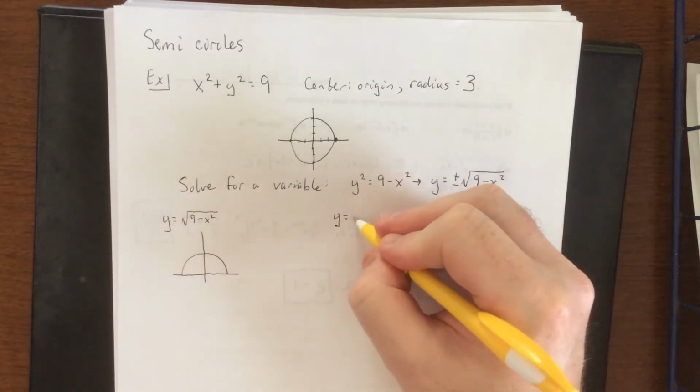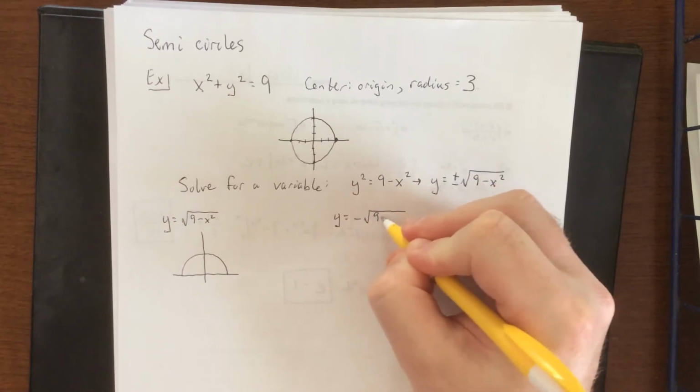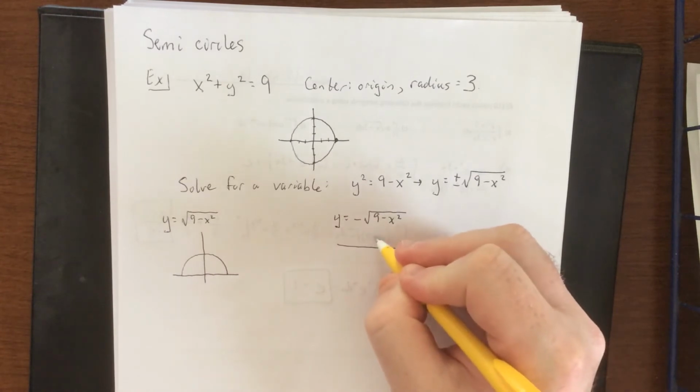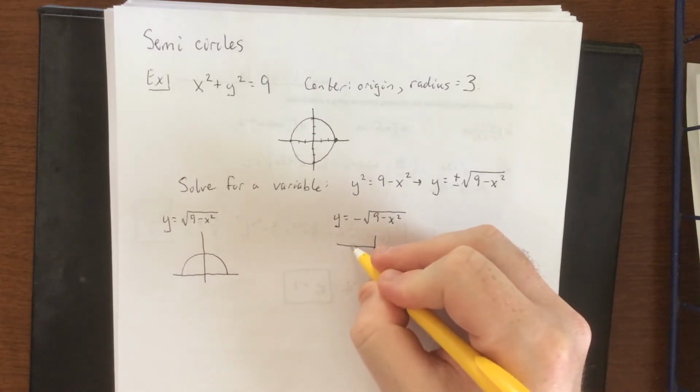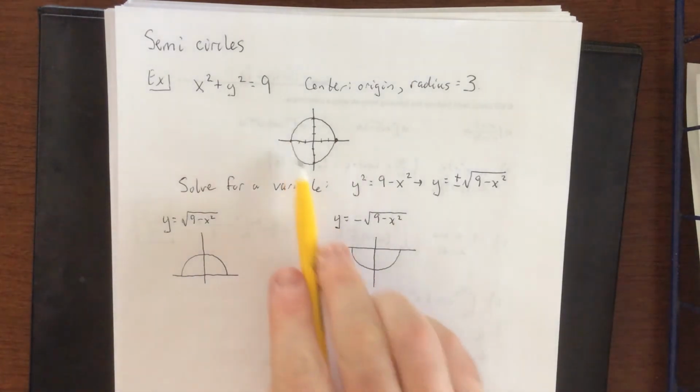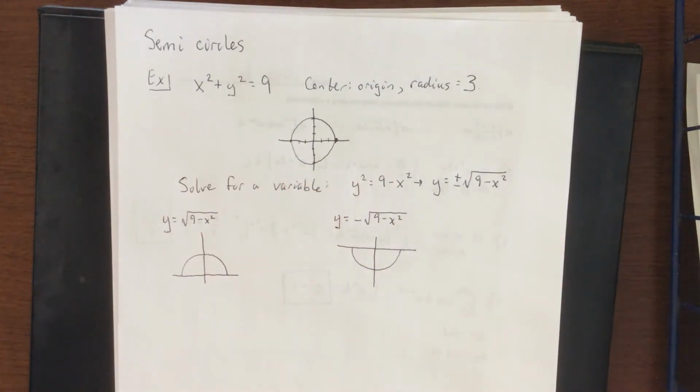Whereas if we were to do y is equal to the negative square root of 9 minus x squared, that would be referring to where all of the values of y are negative. That, of course, would be the bottom half of the circle. Quadrants 3 and 4 are where y is negative.